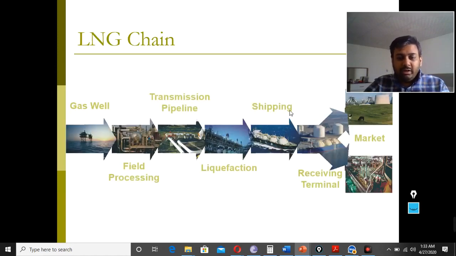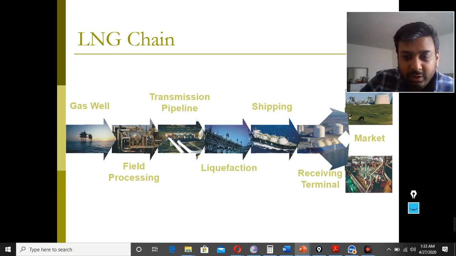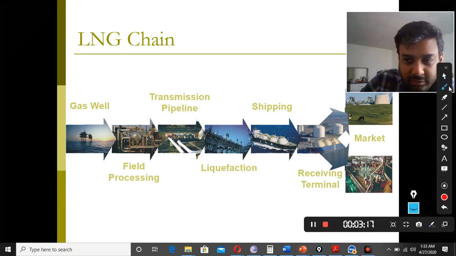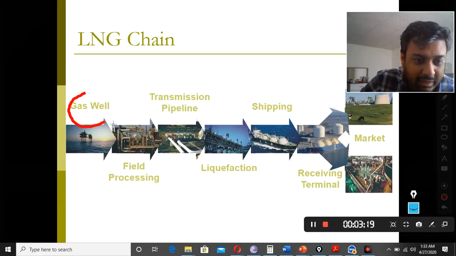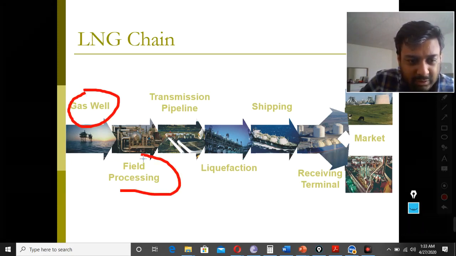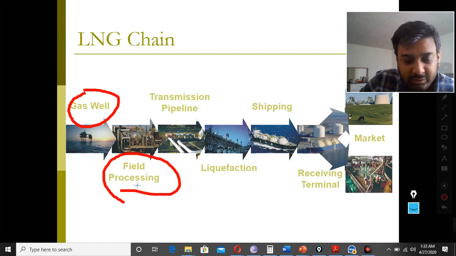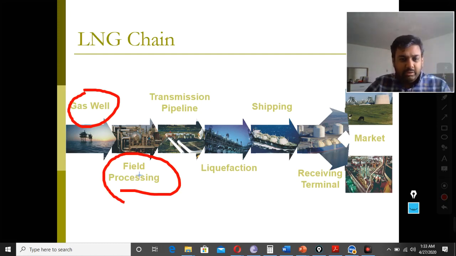So now let's look at the LNG chain, what it does. Now we know that we have the natural gas methane, we make it a liquid, and it is easy to transport. So what do we do? Well, first of all, as you can see here, we get the gas from these gas wells. Once we have the gas from these gas wells, we process it. What is the meaning of process? It means that we remove the impurities like CO2, H2S, and nitrogen, and so on.